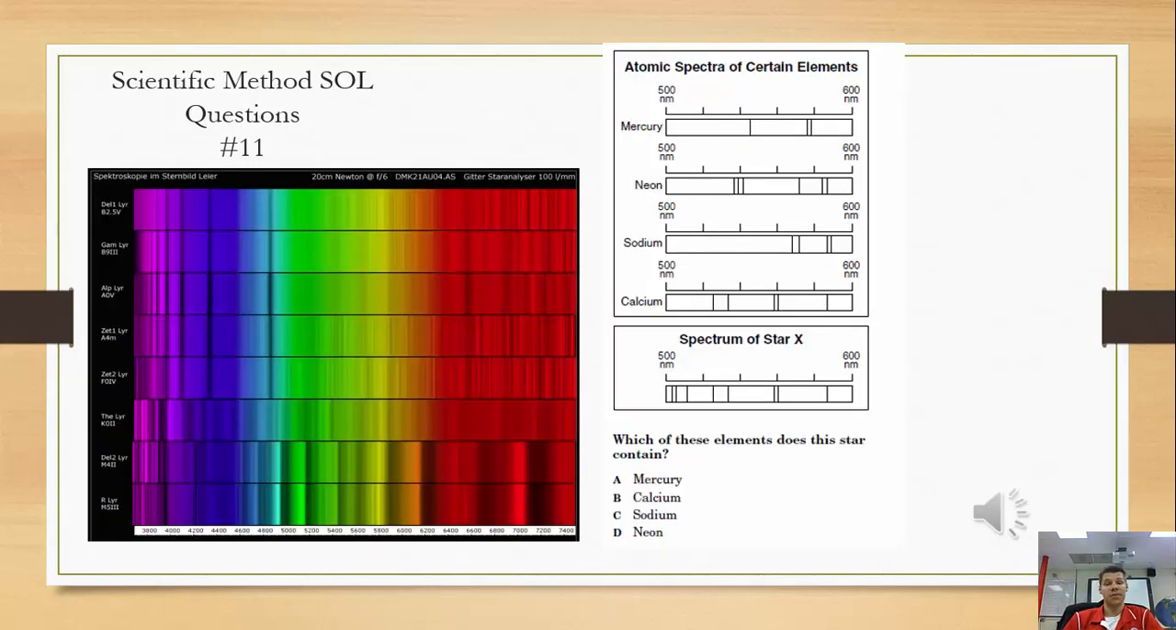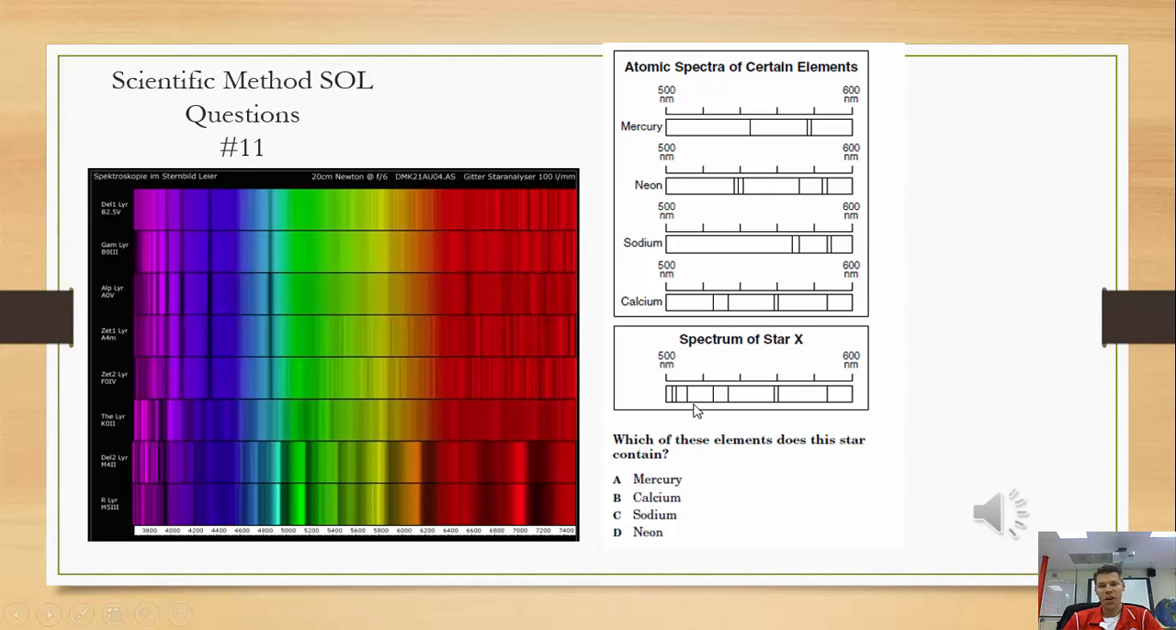This question is a puzzle. It's kind of like finding the DNA of a star. If you know what DNA is, it's a way to tell who did the crime by looking at a blood sample, or who somebody's parents are, or things like that. So every star has a very specific spectrum of certain elements. And this is the mystery star right here, the spectrum of star X.